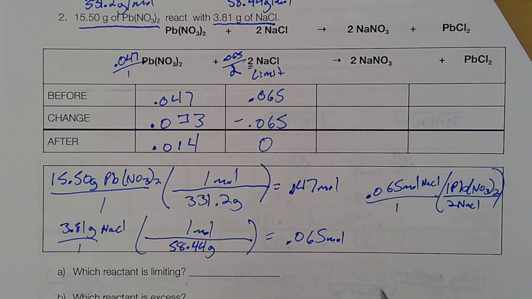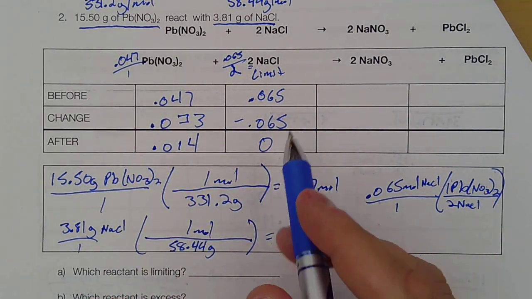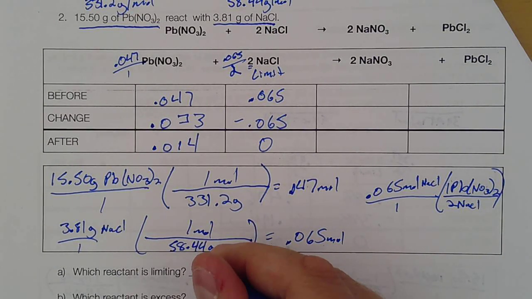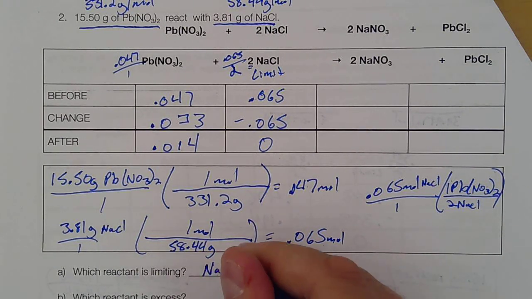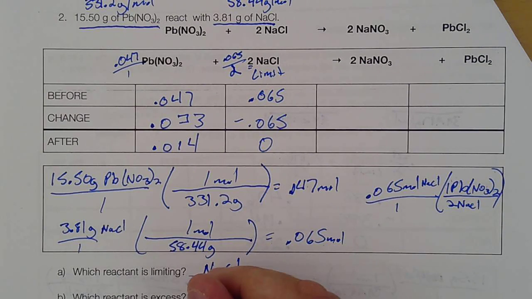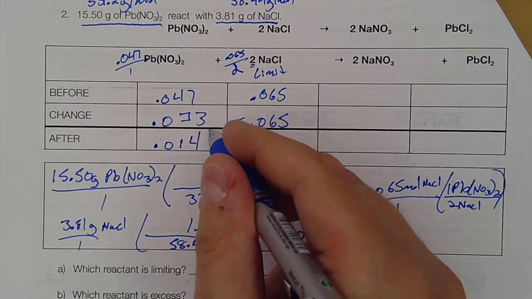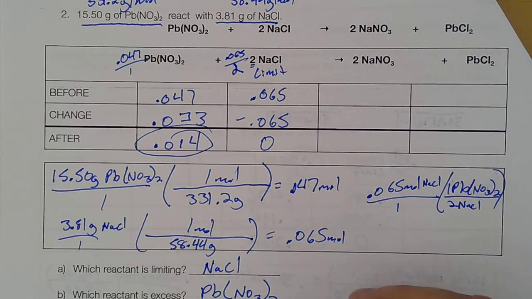And so now we can ask the question after we compare these. So we have our 2 NaCl, so that's our limit. So our limiting reactant here is the NaCl. And what's in excess here is that lead nitrate, the Pb(NO3)2. Now, if I were asking for mass, you would have to convert this final number into mass using that molar mass one more time.